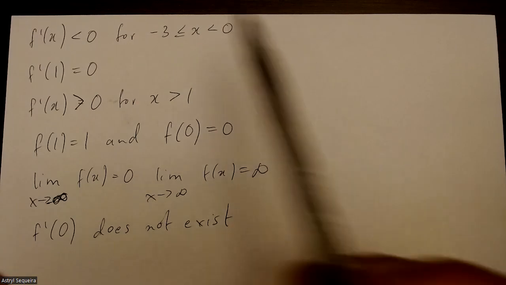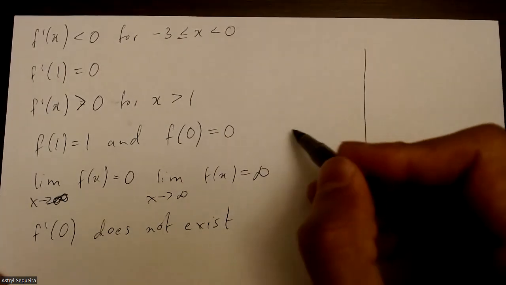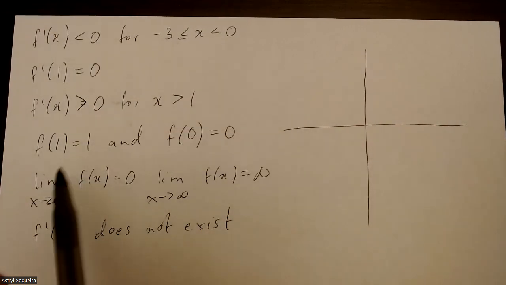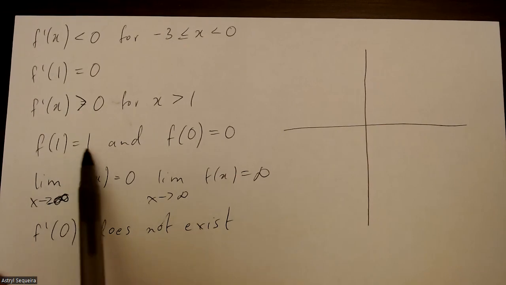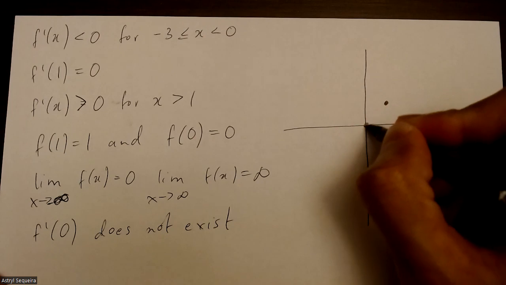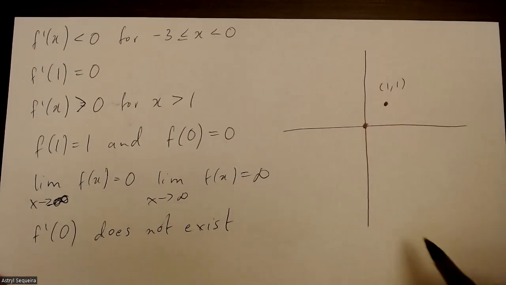All right, so we want to sketch a function with all of these properties. The first thing I always do is asymptotes and points. I don't have any asymptotes listed here, but I do have 2 points. My first point is (1, 1), and my second point is (0, 0). So I'll put these 2 points on my graph. So I've taken care of this over here.